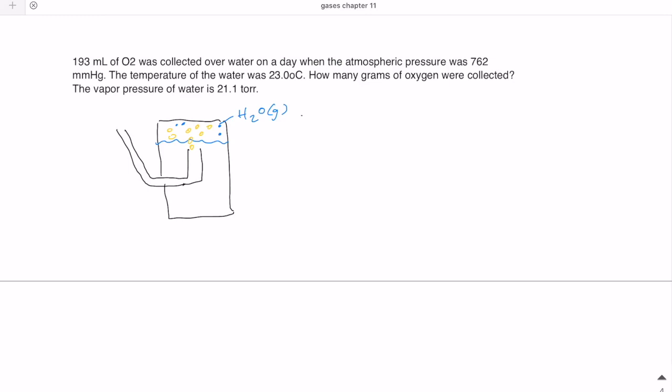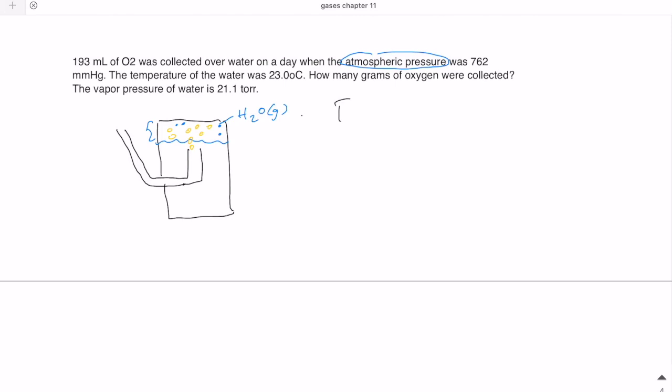And so what we're going to need to do is look at what the total pressure is, and the total pressure is what's given by that atmospheric pressure. The reason is that the way we collect this is typically by letting the outside pressure, which is the atmospheric pressure, equal the inside pressure at the top of this container. So that pressure on the top right there. And so that 762 really corresponds to the total pressure.